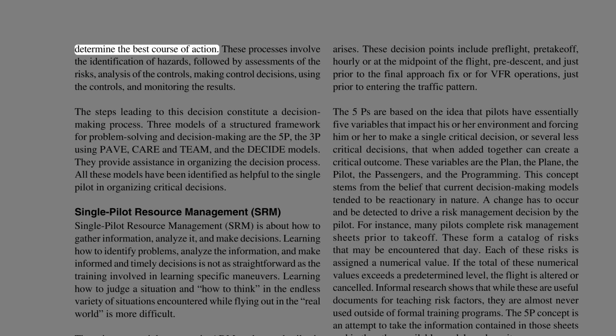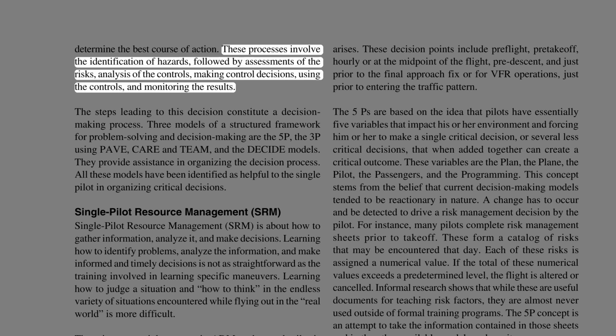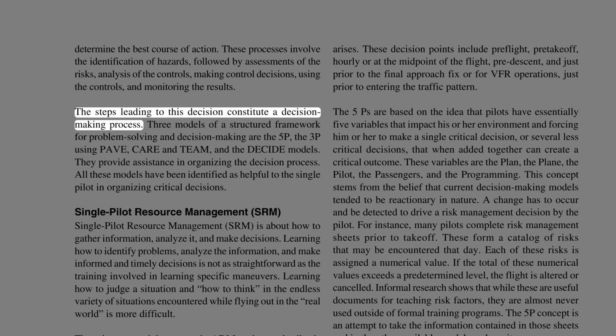Determine the best course of action. These processes involve the identification of hazards, followed by assessments of the risks, analysis of the controls, making control decisions, using the controls, and monitoring the results. The steps leading to this decision constitute a decision-making process.